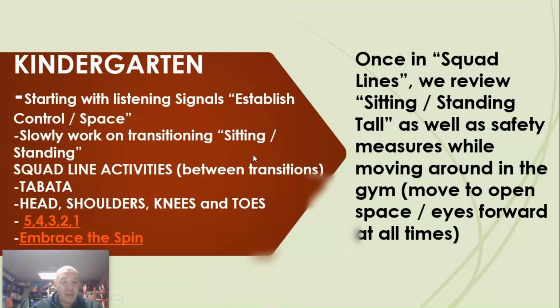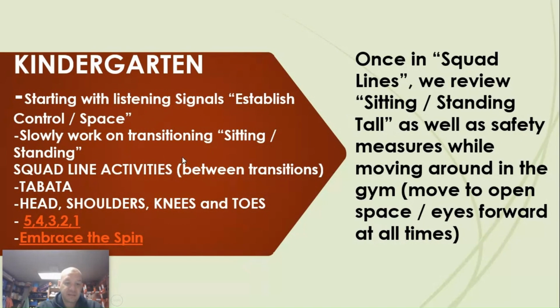All right. Next, once students are in their squad lines, it's very nice because I can call their names if I see them doing something they shouldn't be doing. Once we get into our squad lines, we review sitting tall again, and we also go over safety measures about moving around the gym, watching where we're going, and not running as fast as we can when we get into certain games. My biggest thing is that they understand their basic space and control. They're in control of their bodies.